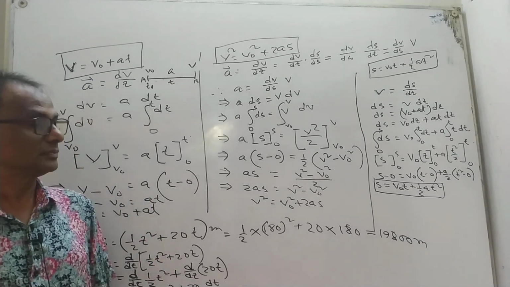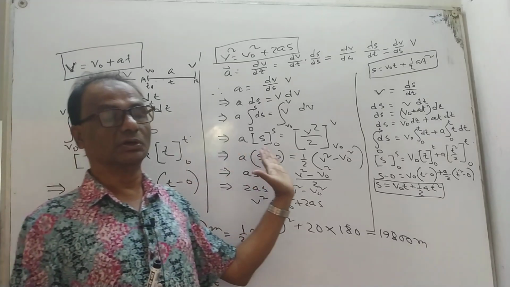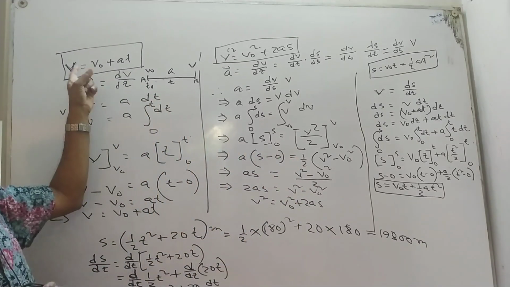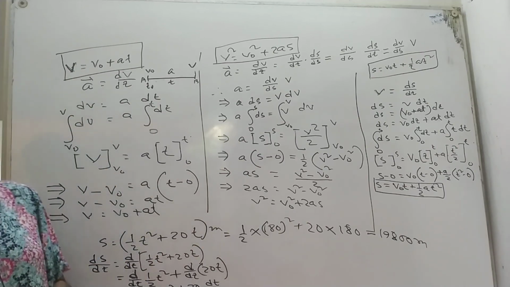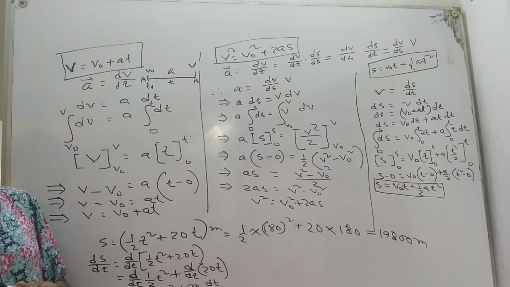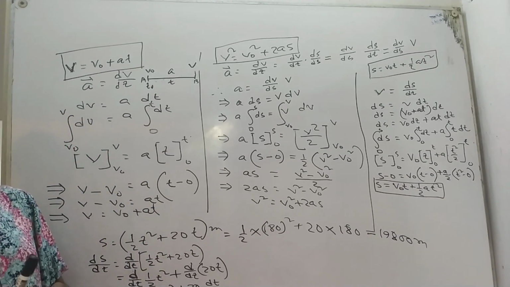Dear students, today I am going to talk about the three equations of motion, that is v equal to v naught plus a t, where v is the final velocity, v naught is the initial velocity, a is the acceleration and t is the time.